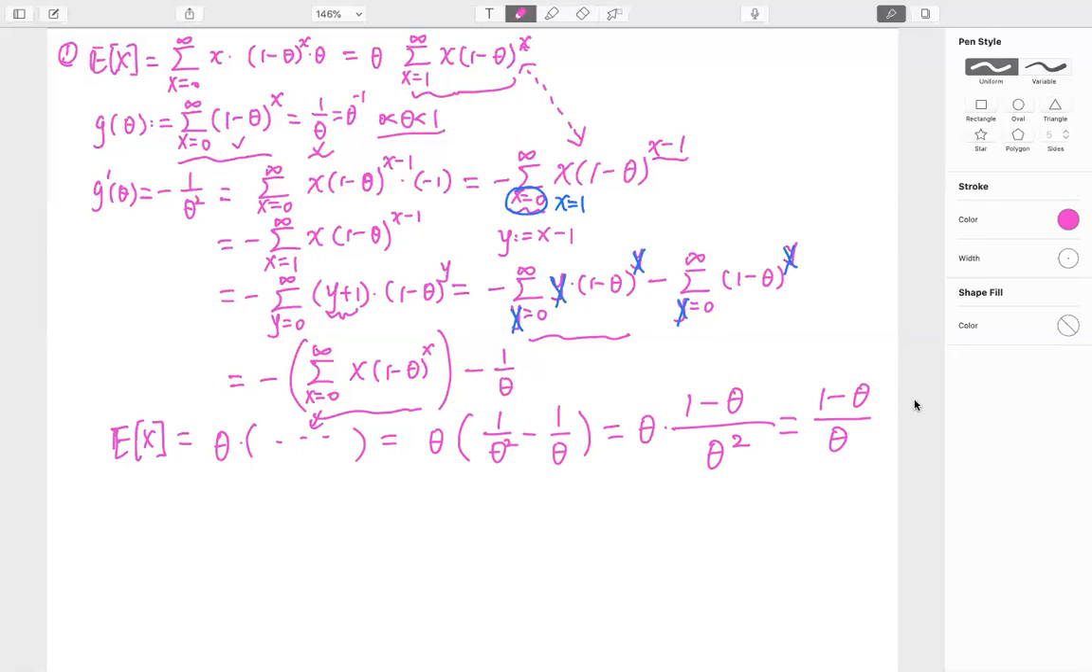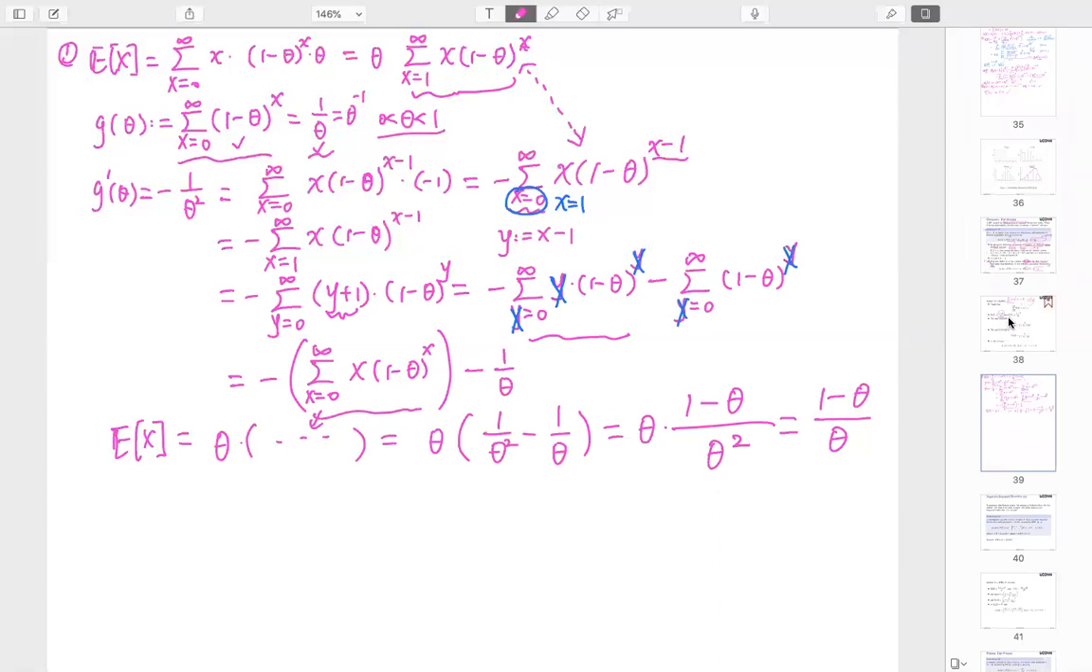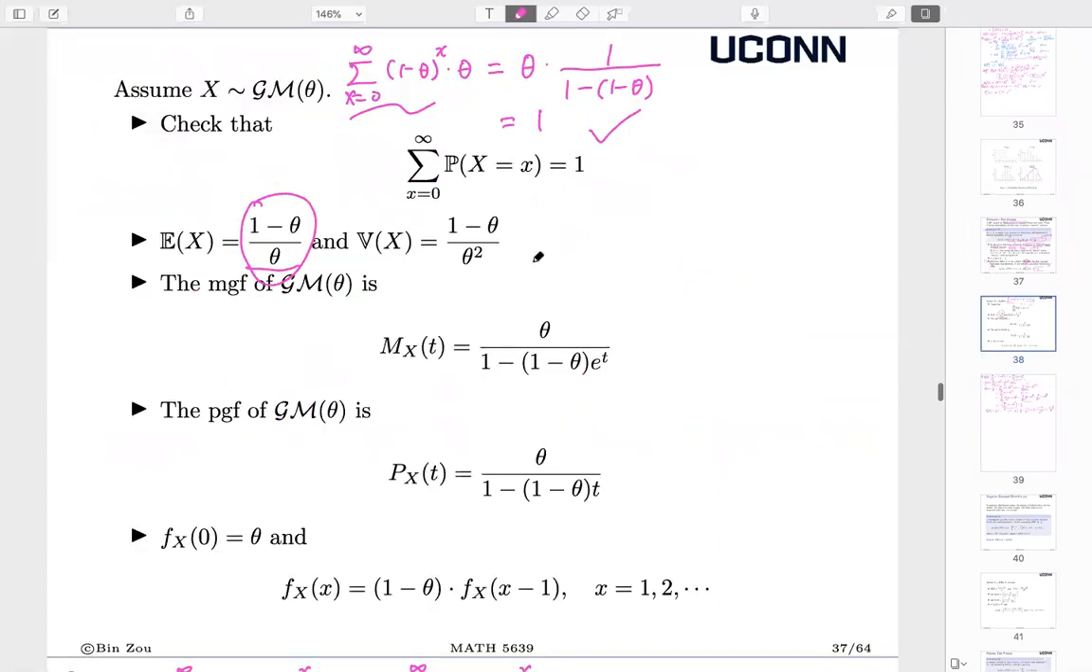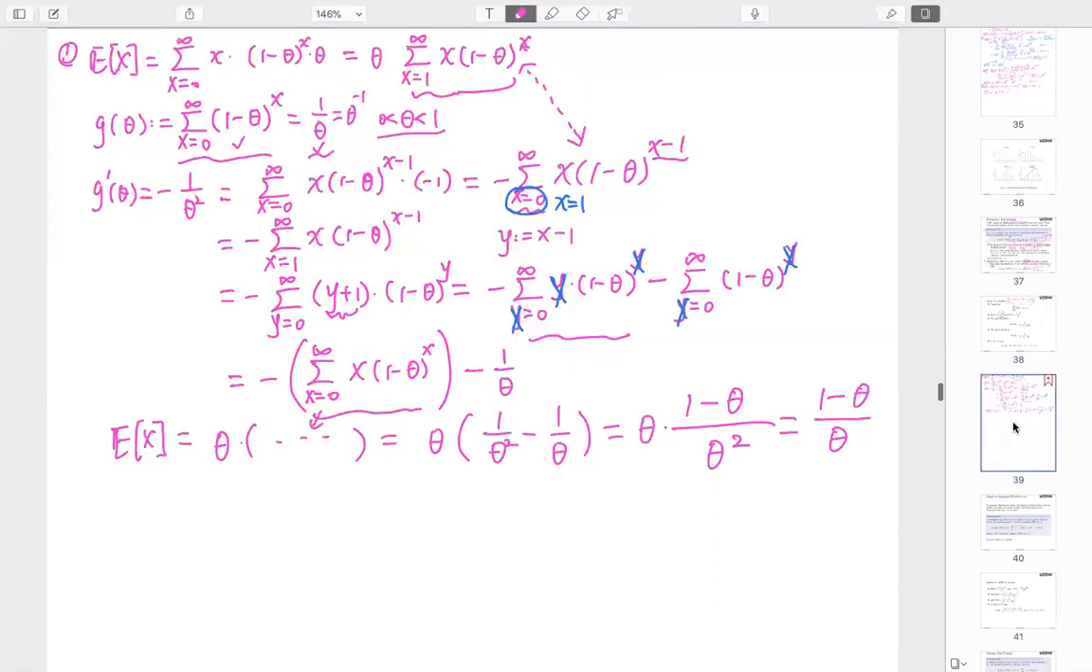As you can see, this is not entirely trivial. That's why I say this is optional content. If you like, I already used some intuitions to derive this result, why it is 1 minus theta over theta. The actual proof is rather technical, and to show the variance is even more complicated. For the variance part, what we consider is actually this.